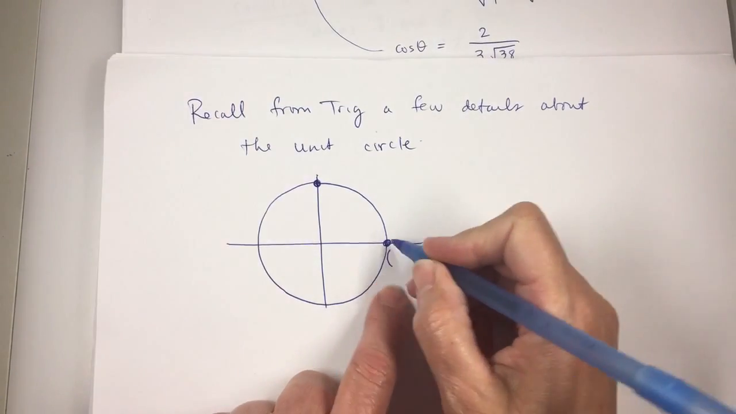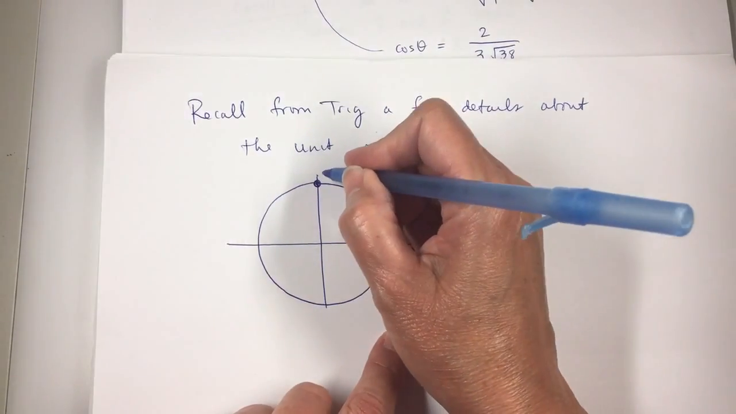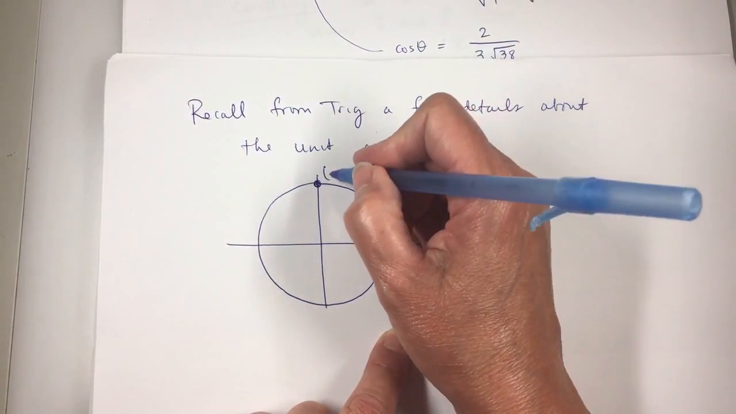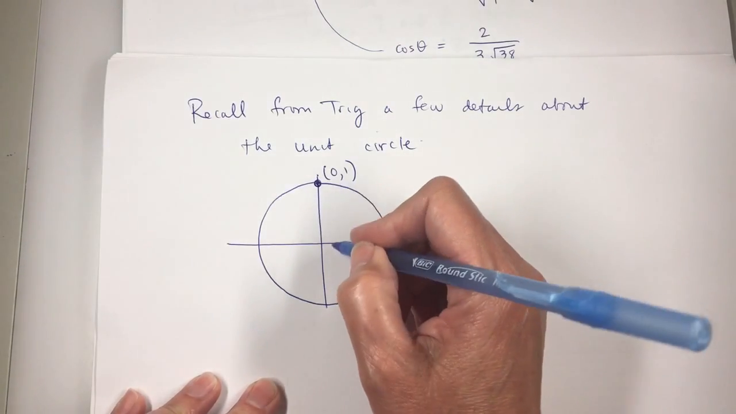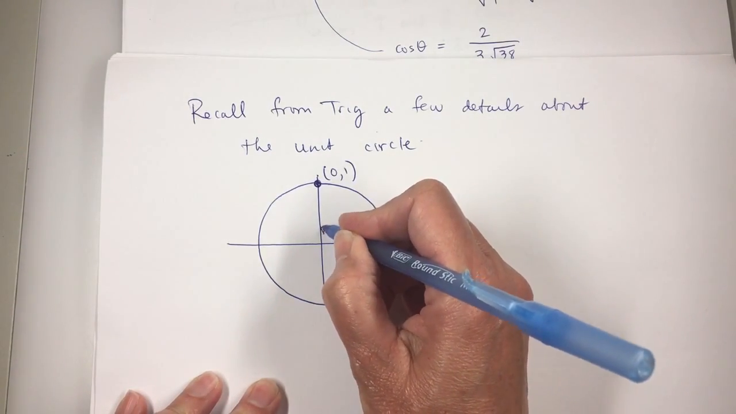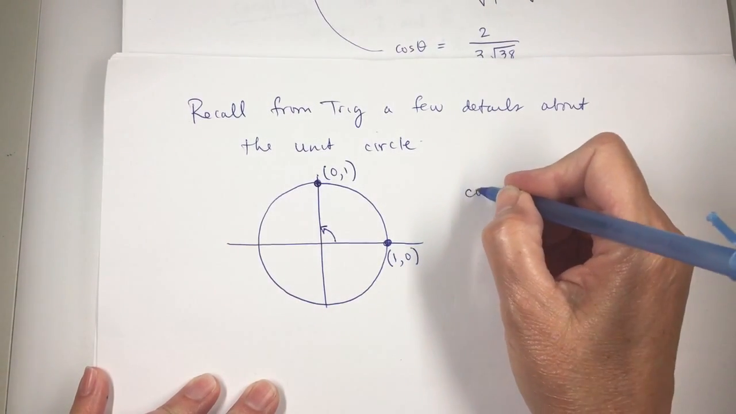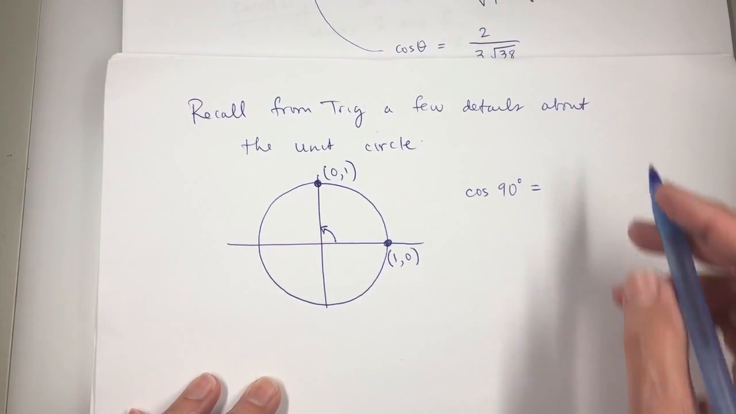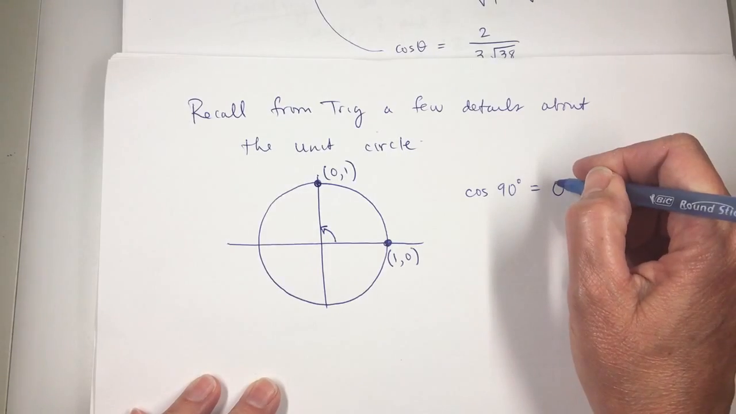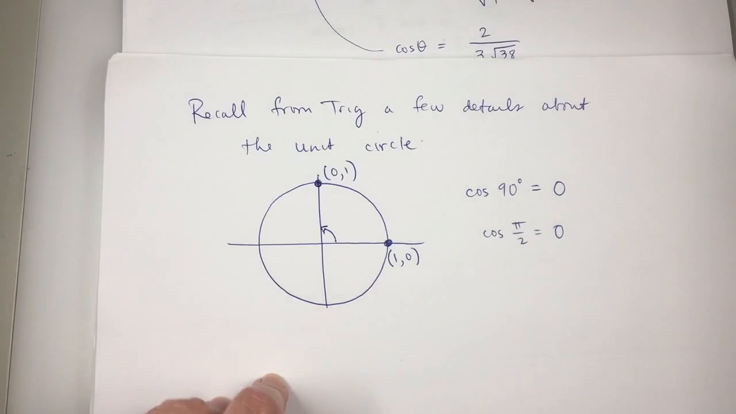The coordinates of this point are 1, 0, and the point that's on the positive part of the y-axis is 0, 1. So the angle for the 0, 1 is what? 90. It's a right angle. And I can say this, the cosine of 90 degrees equals 0. Or if you're in radians, the cosine of pi over 2 is 0.